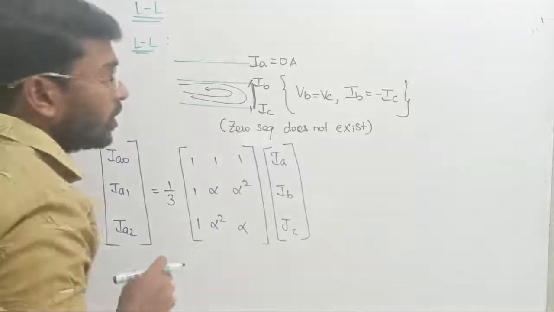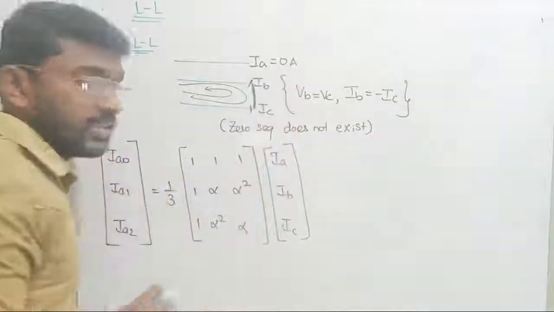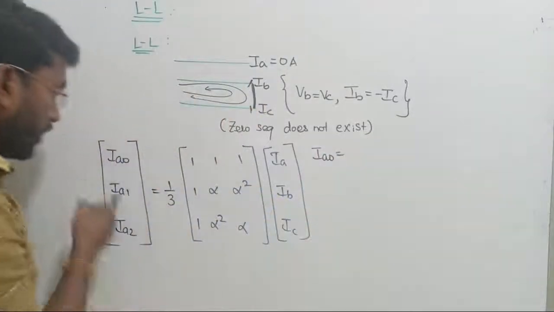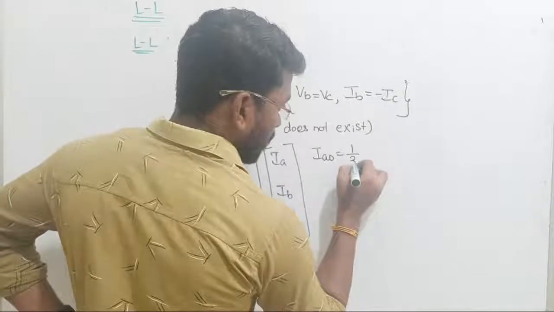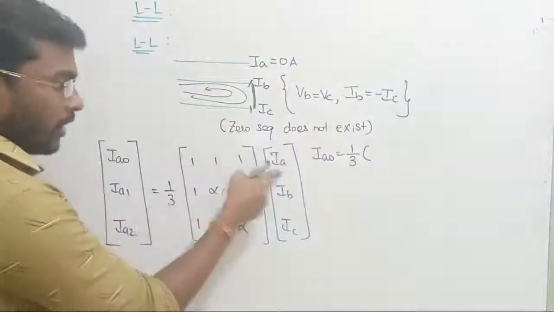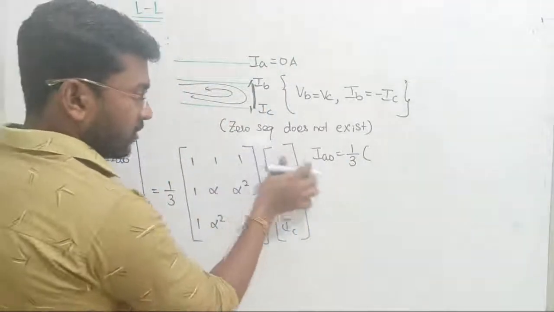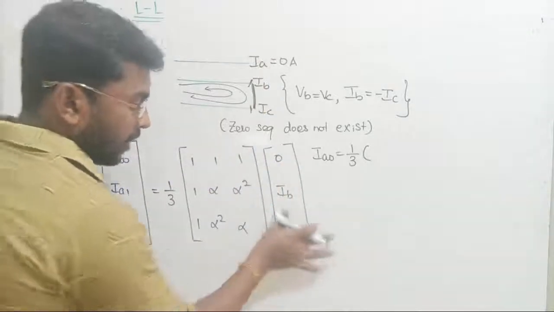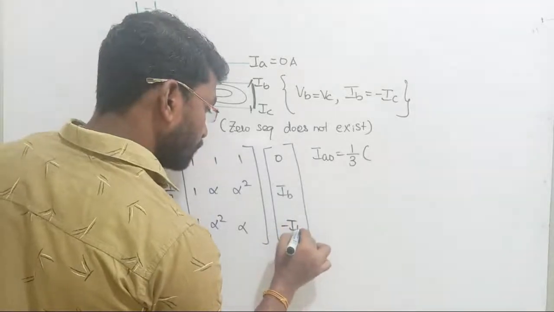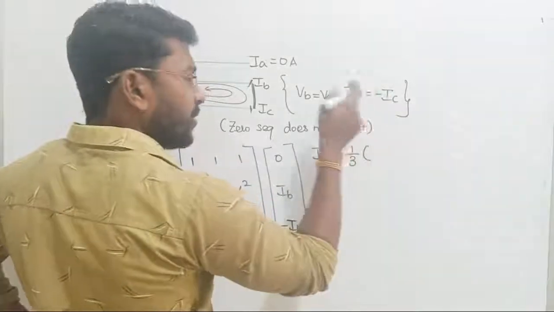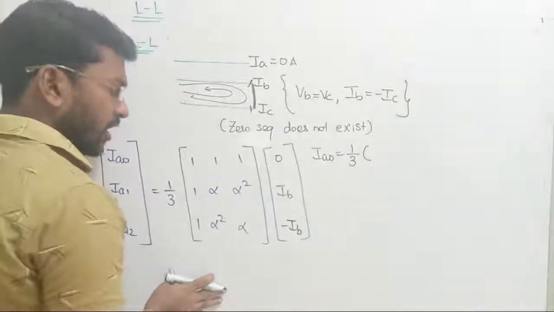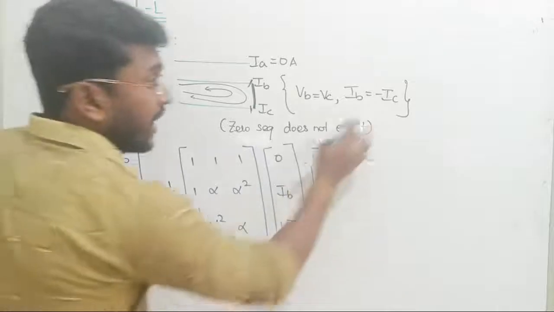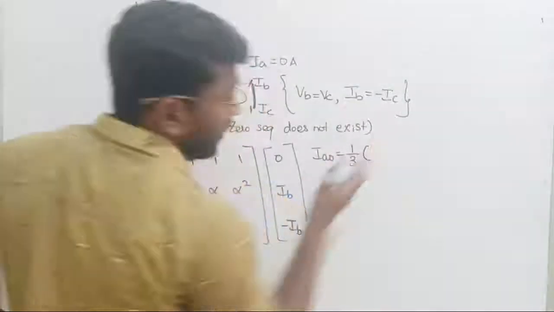Anyway, the conclusion is what? Phase A current is going to be 0, right? So let us estimate the value of IA naught. IA naught is equal to 1 by 3 times of 1 into IA plus 1 into IB plus 1 into IC. First replace IA by 0, because IA is 0. 1 into 0 plus 1 into IB, replace IC by minus IB. Why is IC equal to minus IB, or IB equal to minus IC? So 1 into 0 plus 1 into IB plus 1 into minus IB.